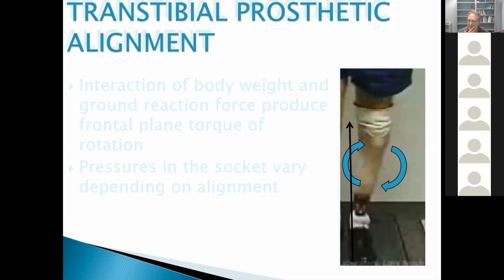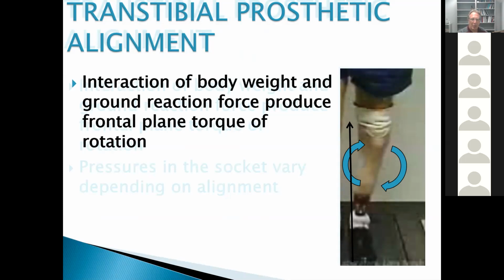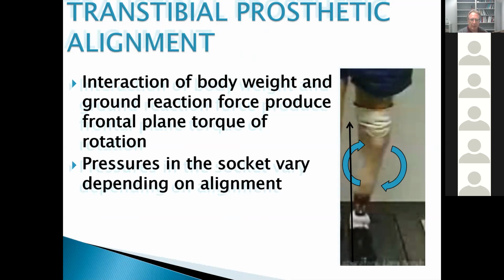Okay, so as we were saying before, what we want is a bit of a varus torque applied to the residual limb by the prosthesis. And the way we do that is through the alignment of the prosthesis. Okay, and here we have, just to show you, because again, it's a very important idea.